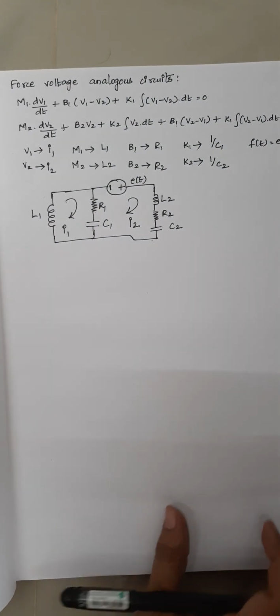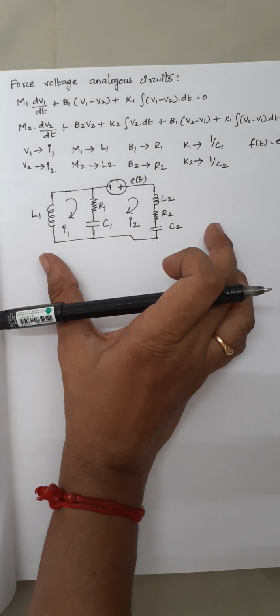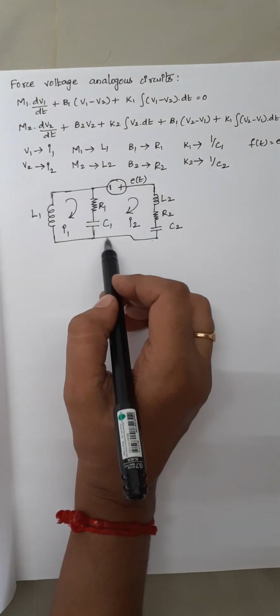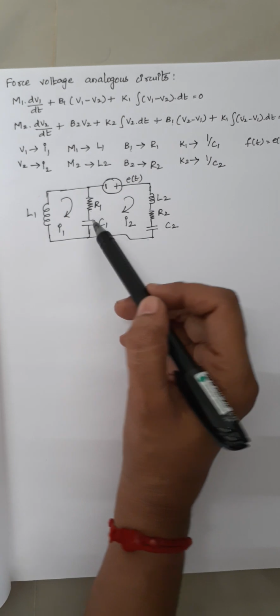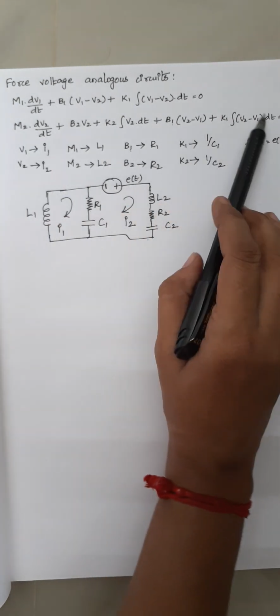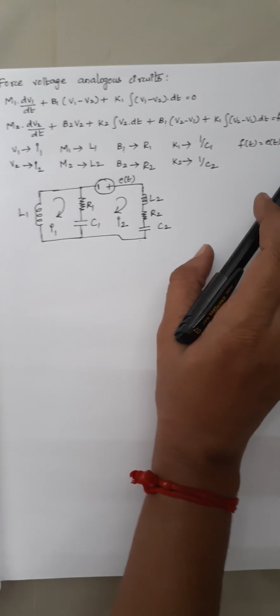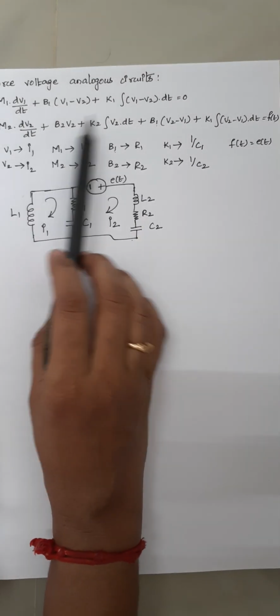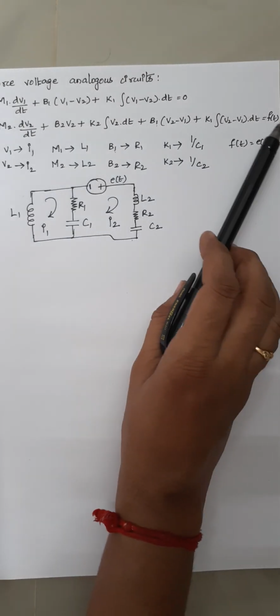So this is our force voltage analogous circuit, and in this second loop totally we are having 6 elements, 1, 2, 3, 4, 5, 6. And this second expression also will consist of 6 parts. Just count it, 1, 2, 3, 4, 5 and 6, right?